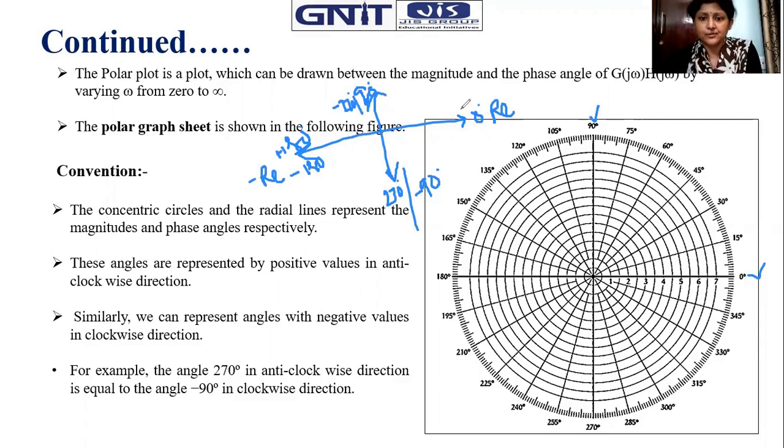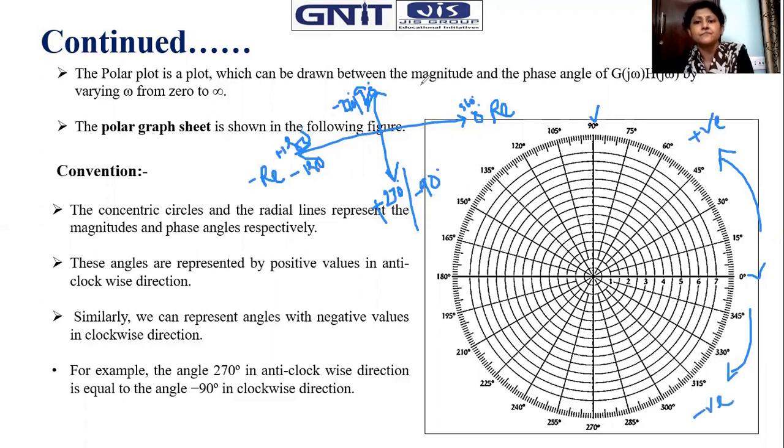Or it can be regarded as 360 degree also. So we have 0 degree, 90 degree, 180 degree, plus 270 degree in the anti-clockwise direction, and in the clockwise direction we get negative angles: minus 90, minus 180, minus 270. It is the same position, only the representation differs. In the anti-clockwise direction you get the positive angle, and in the clockwise direction there will be the representation of a negative angle.